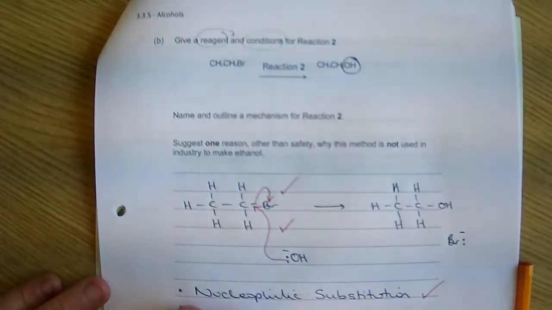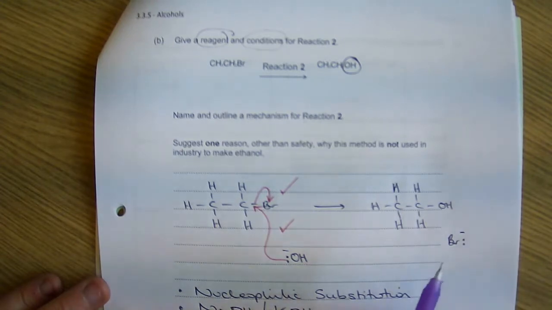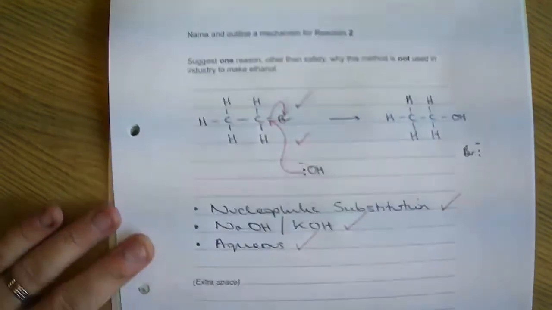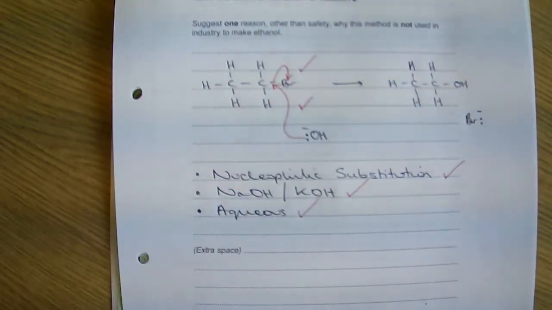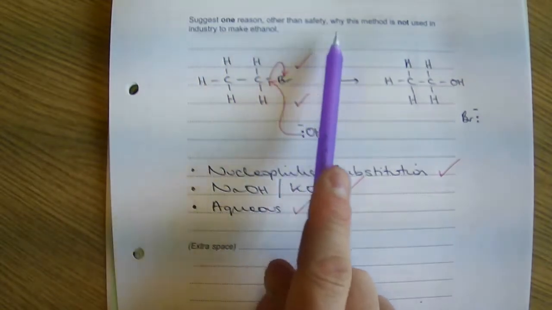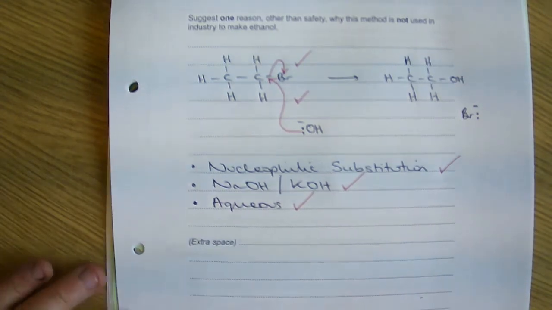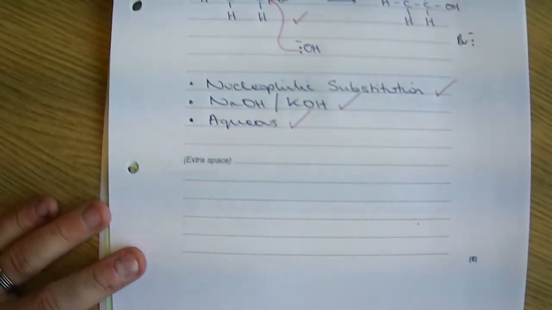So our reagent is going to be NaOH or KOH. Either of those will get you mark number 4. And our condition is that we need to have aqueous conditions. Conditions need to be dissolved in water. So that is mark number 5. And then finally, suggest one reason other than safety why this method is not used in industry to make ethanol. Okay, and there's a number of options for this. So you can have any of the following.